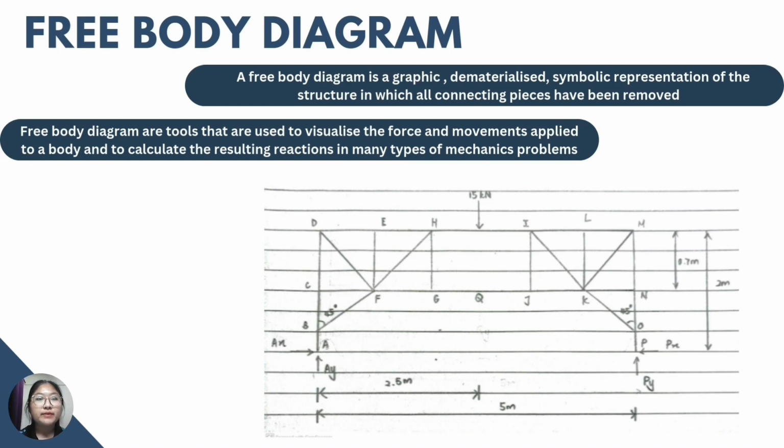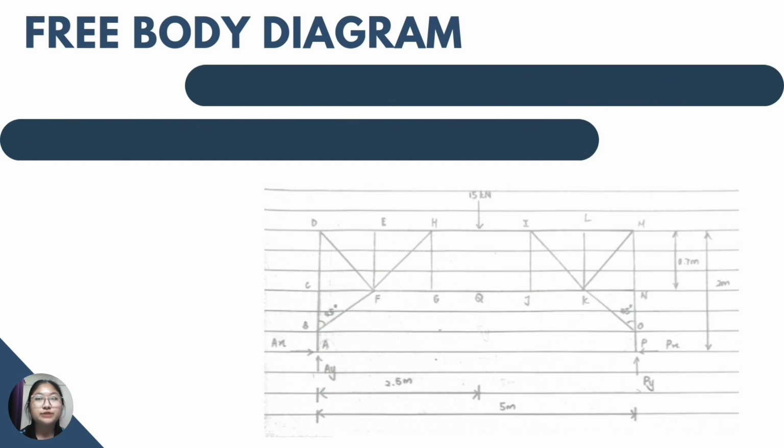Next, free body diagrams are tools that are used to visualize the forces and movement applied to a body and to calculate the resulting reaction in many types of mechanics problems. Hence, this is our free body diagram of the structure of the bridge. The free body diagram consists of several components, which is a simplified version of the bridge, a coordinate system, and forces represented as arrows pointing in the direction that they act on the bridge.